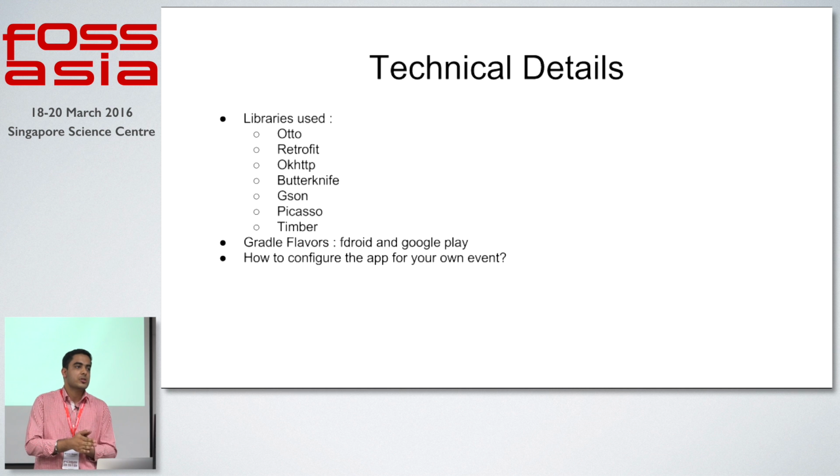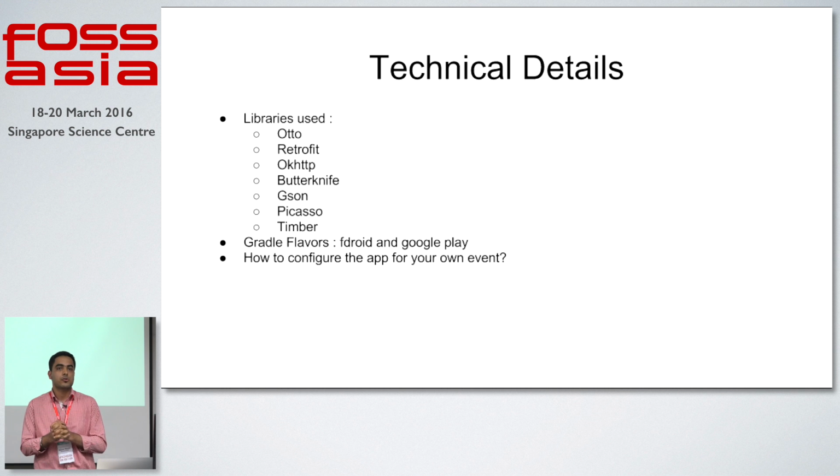The F-Droid version doesn't have any proprietary software in it. It's completely open source, using completely open source software with maps. We are using OpenStreetMap there. And in the Google Play version, we are using Google Maps and some other basic Google services that are not open source.